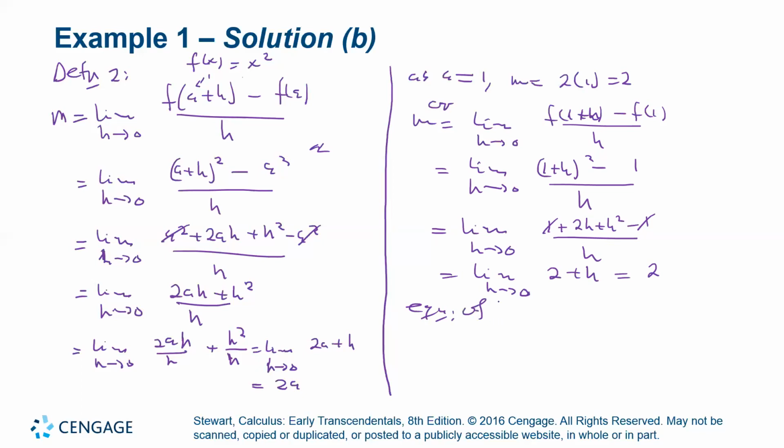The equation of the tangent line is the same thing: y minus 1 equals 2 times x minus 1. Or when you simplify, y is equal to 2x minus 1.